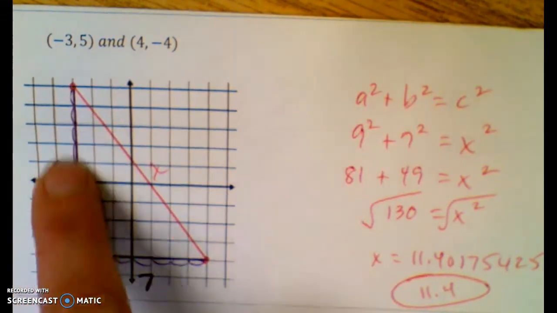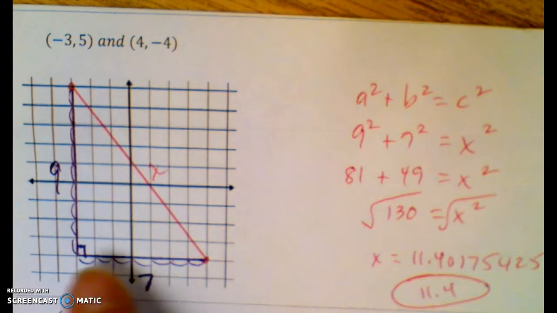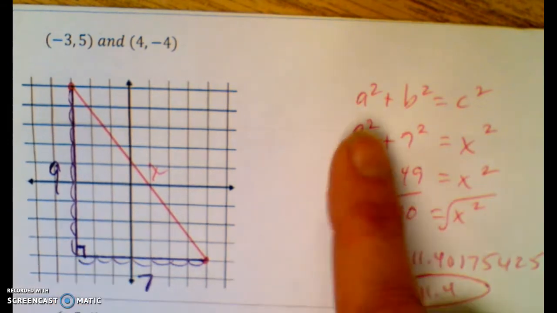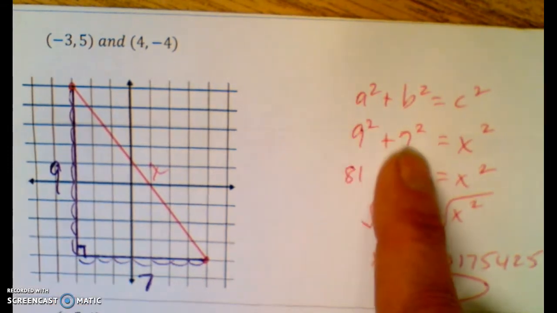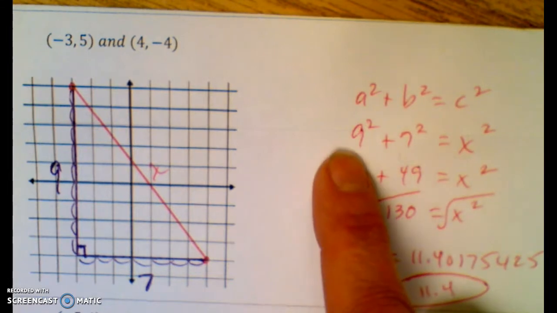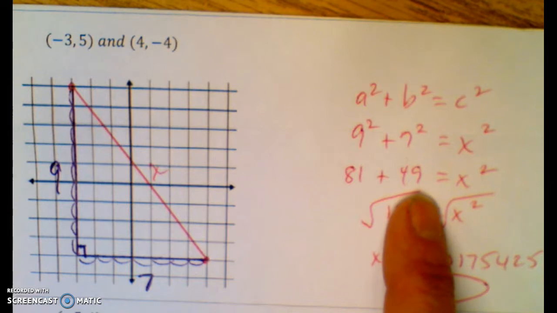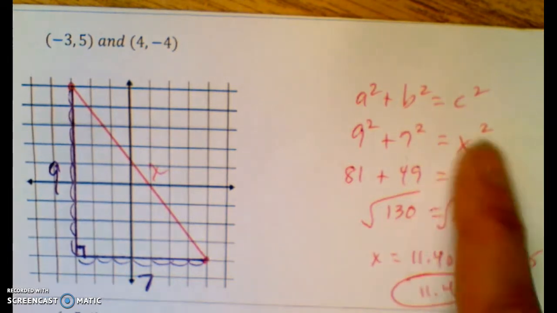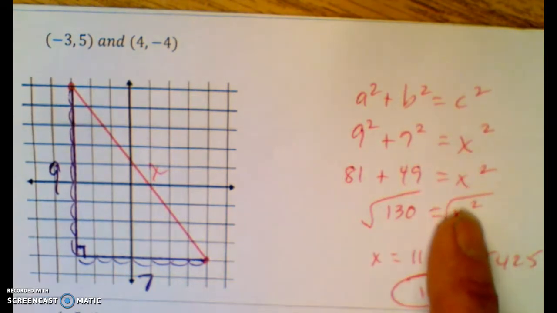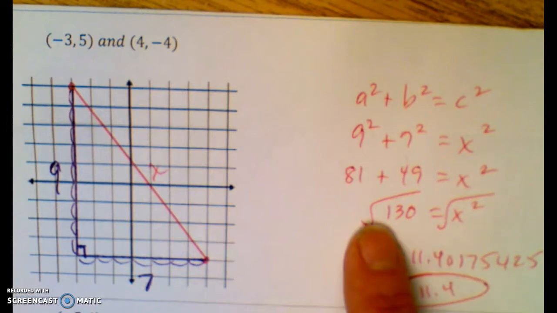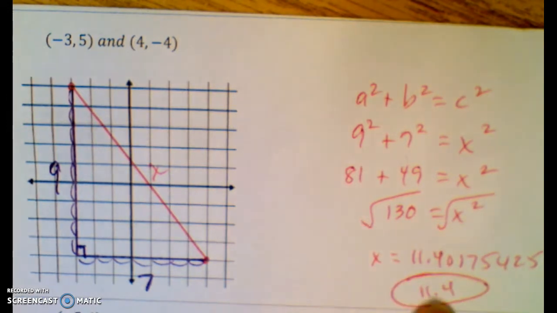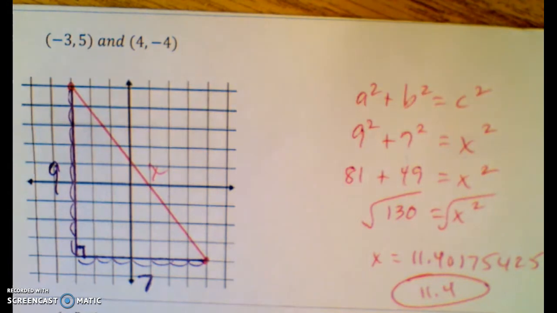So remember, your legs make up the right angle in any right triangle. So our legs are going to go in as our a squared and our b squared. So you can see we have our 9 squared plus 7 squared. That gives you your 81 plus 49. Remember, we're looking for that hypotenuse, so we'll use the variable x. And when you get to this point, you're going to square root both sides. So for this question, we should get 11.4.